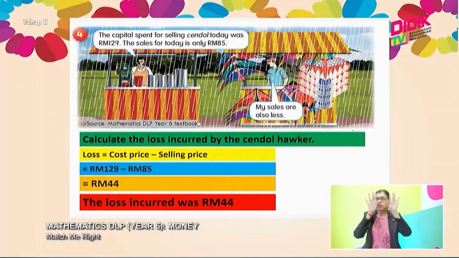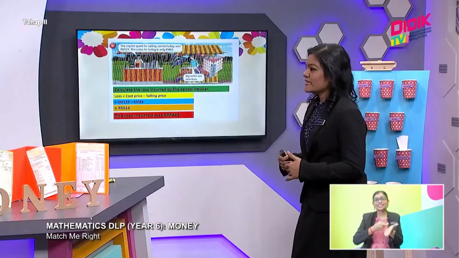What will happen to small hawkers like that? They might have fewer customers, and they might face a loss, right? Yes. Okay, we see the example here. Calculate the loss incurred by the chendol hawker. To find the loss, Sean, we have to minus the selling price from the cost price. Because it is a loss, of course the selling price will be lesser than the cost price.